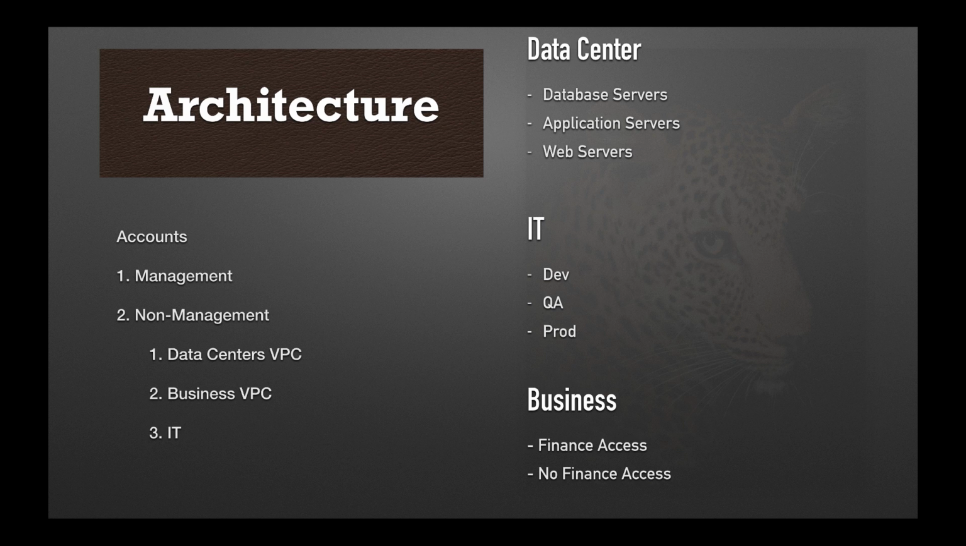And in the non-management, IT, data center, and business will be 3 VPCs, while the headings under them, database servers, application servers, web servers, will be 3 subnets under the data center VPC, and so on for the others. And this is what we're going to build in the cloud, guys, and we'll add users and machines and servers as we go forward. But first things first, we're going to work on the networking part.